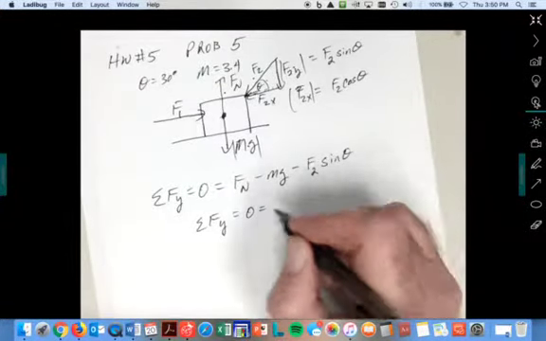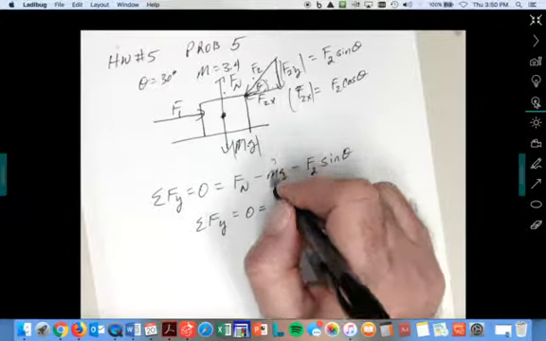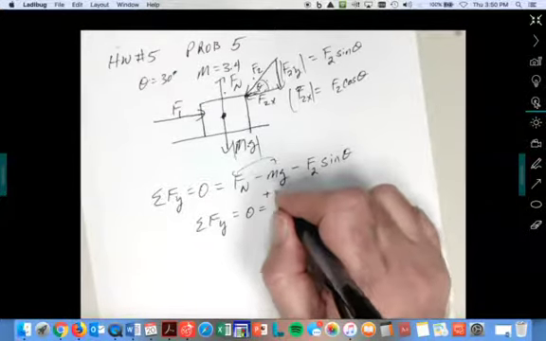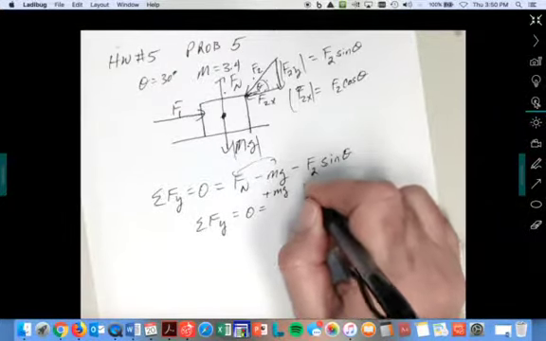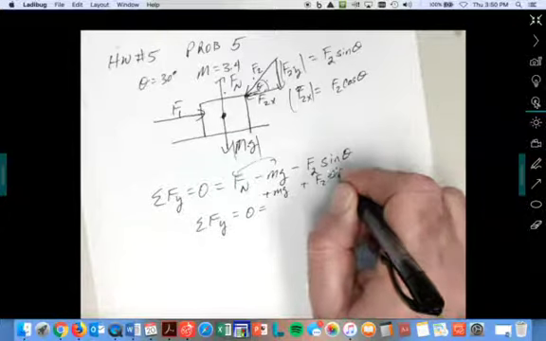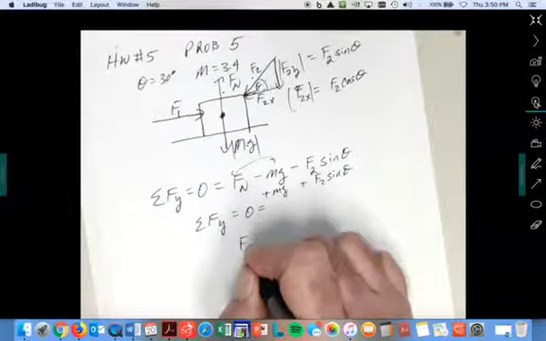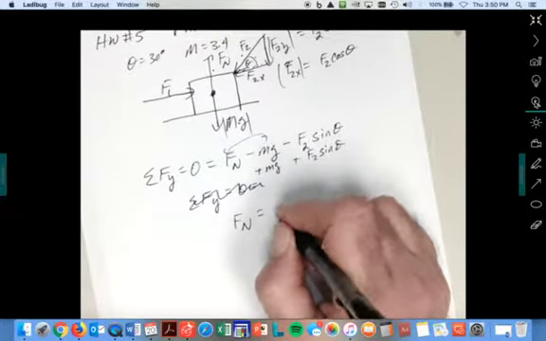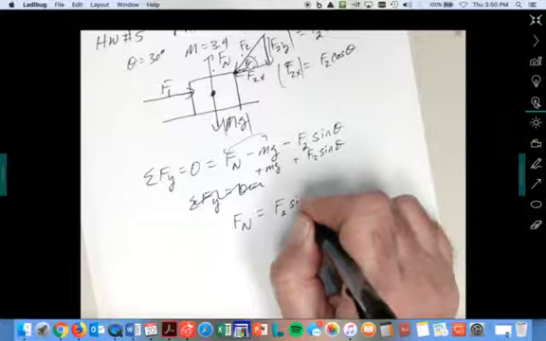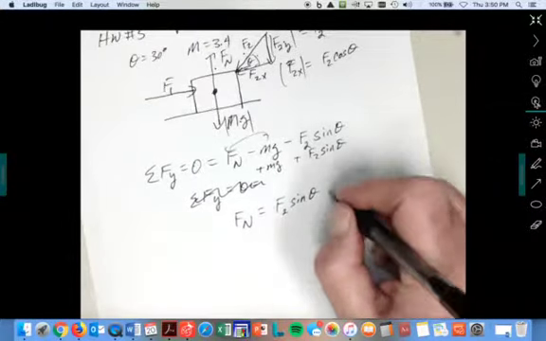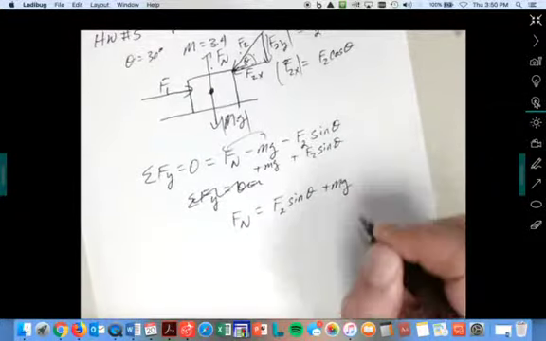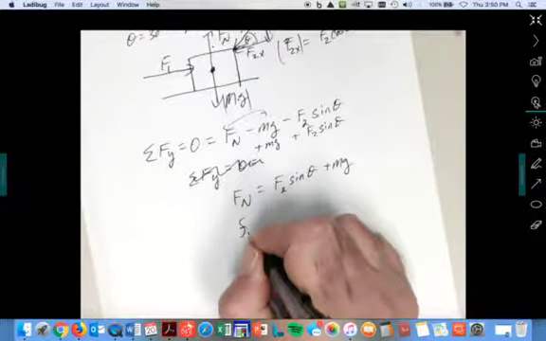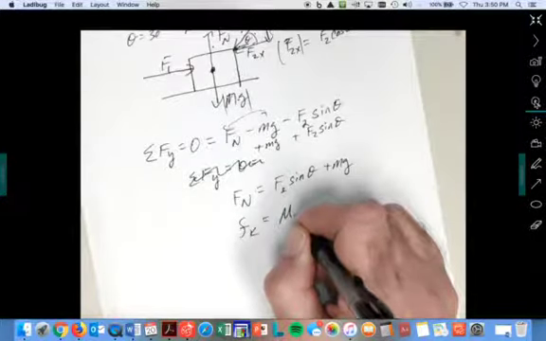So let's solve for the normal force. Well, we're going to bring this guy over and this guy over. So we're going to add mg and F2 sine theta to both sides. And I'm going to wind up with the normal force is equal to F2 sine theta, which makes sense, the positive of it, plus mg.